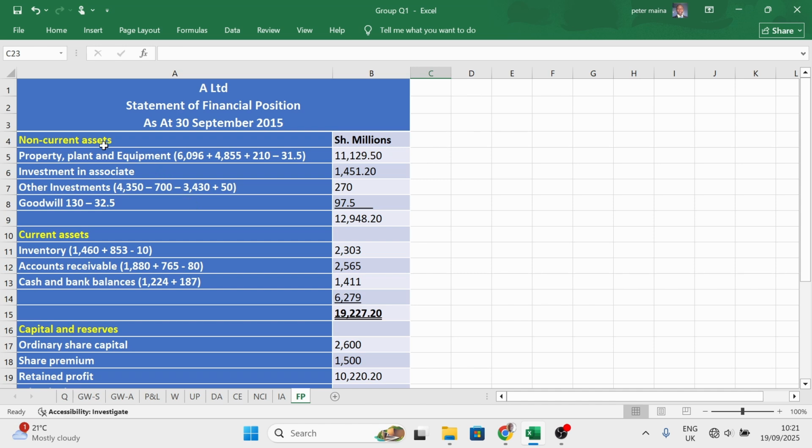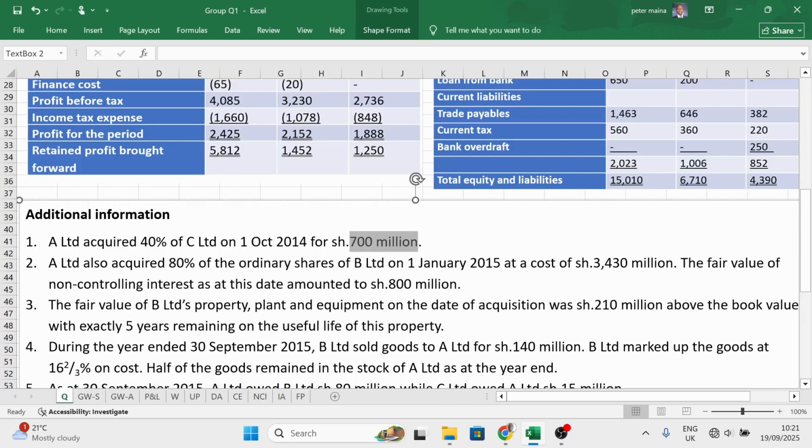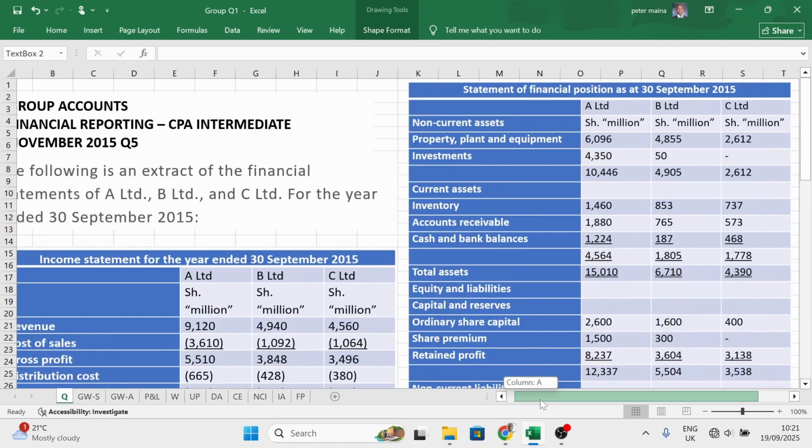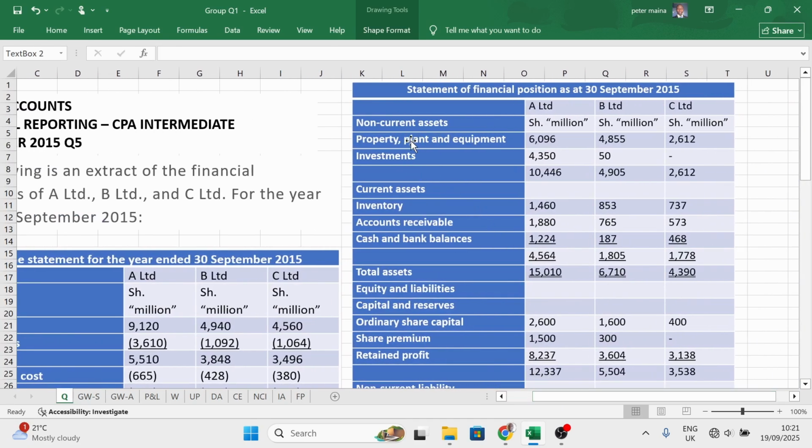So you are going to the original statement of financial position that was given in the question. You are going to add the assets of the parent to those of the subsidiary. And then you're going to consider the workings we were doing all along, see which ones are going to affect the assets and the liabilities. So going back to the original statement of financial position, under non-current assets, we had property, plant, and equipment. The parent had 6096. We are going to add this to that of B Limited, 4855.